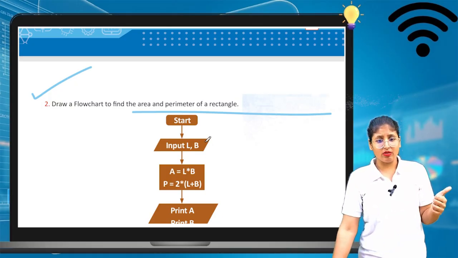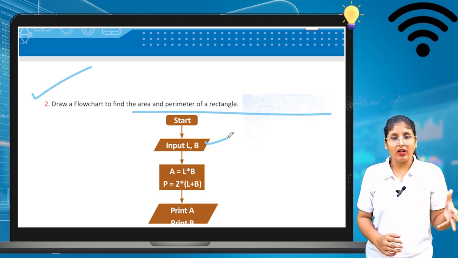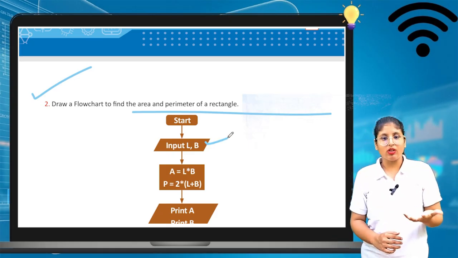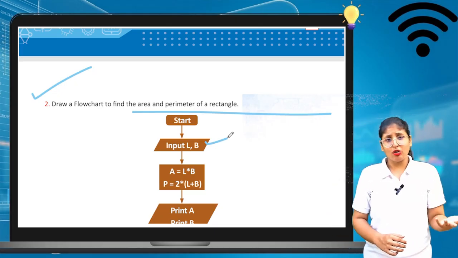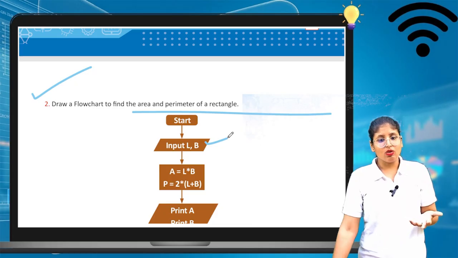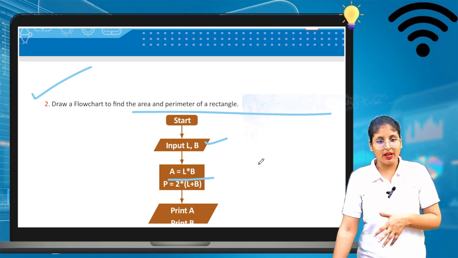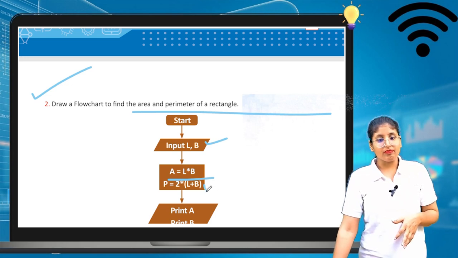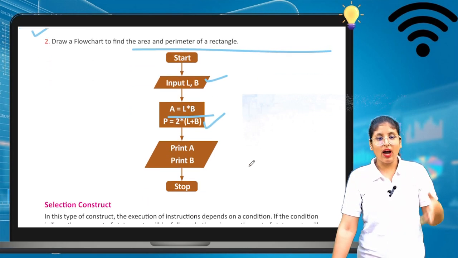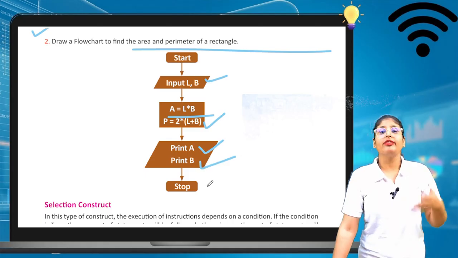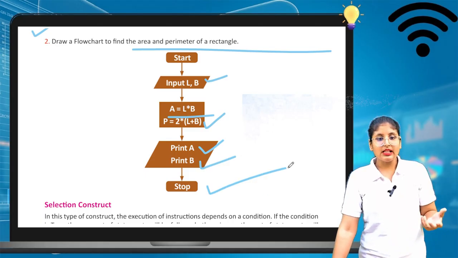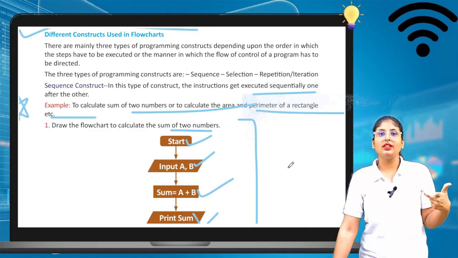You have to take input. In this input, you have to take length and breadth, because area and perimeter are based on length and breadth. So if you want to find the area of the rectangle, you have to multiply length and breadth. And if you want to find the perimeter of the rectangle, you have to write the formula length plus breadth. And then print A and print B, because only then can they find the result. Okay, this is how we can perform these functions.